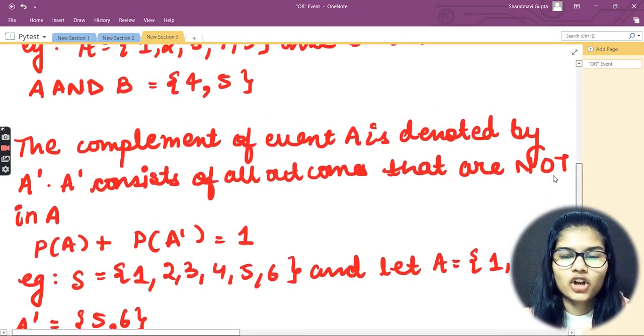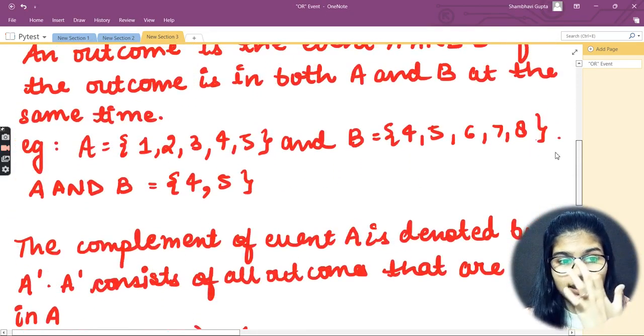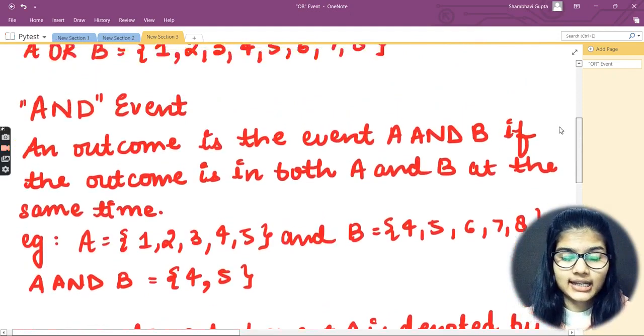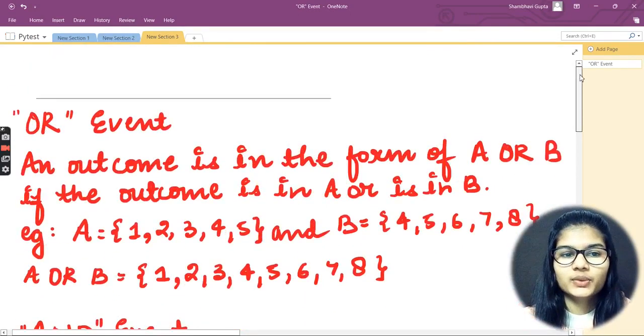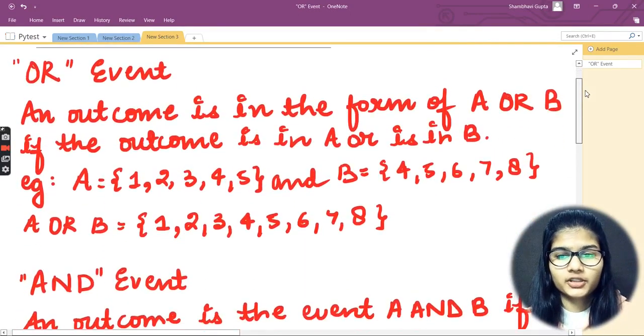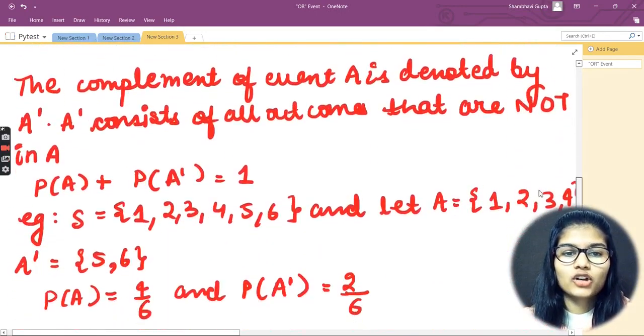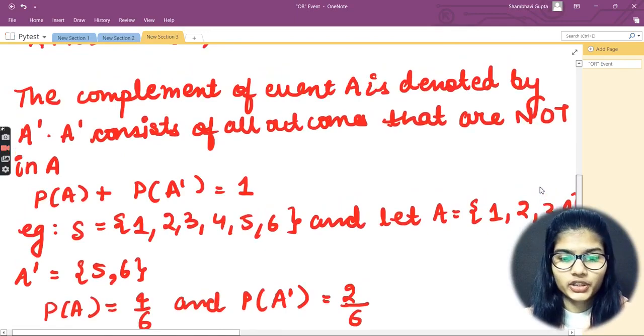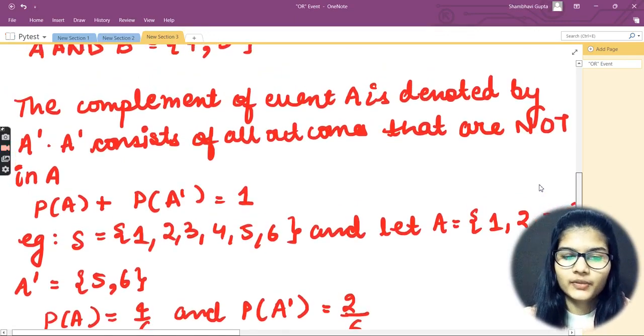How to find the complement, what about the OR events, and how the AND events are executed. How do these things work, and how do you calculate the OR and AND events and the complements? I hope I am clear with this.